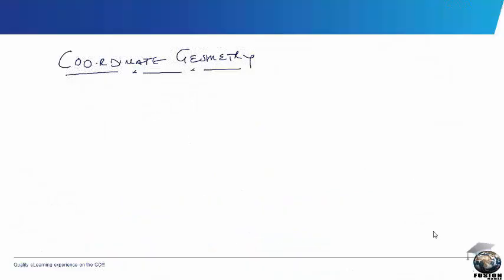Hello and welcome to our class today. For our topic today, we'll be talking about coordinate geometry. The first thing we'll be considering are the rectangular axes of a Cartesian coordinate system. How do we obtain these rectangular axes?